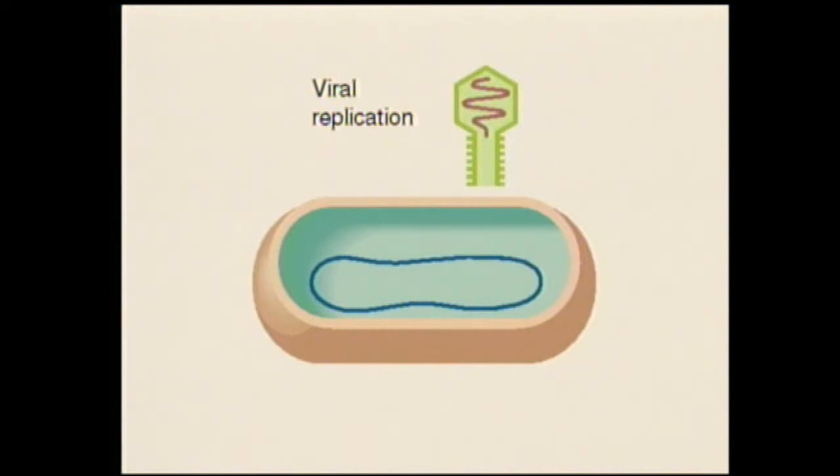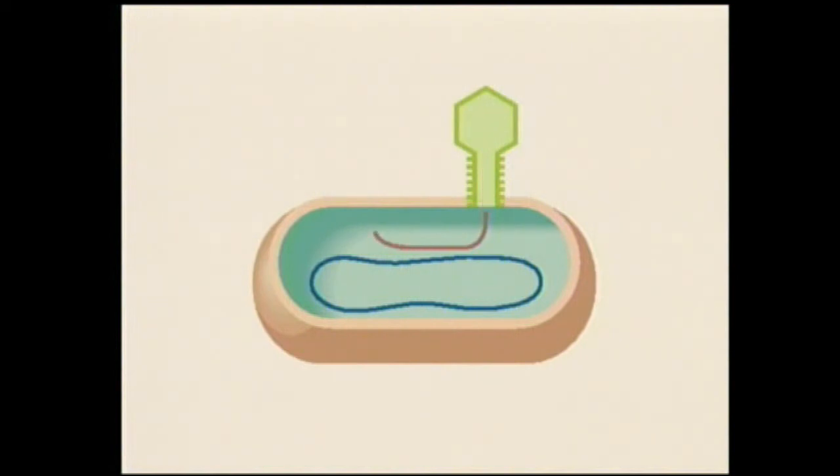In the first stage of viral replication, the virus attaches itself to the host and injects its nucleic acid. In this case, the viral nucleic acid is DNA. Inside the host, the DNA forms a circle. Viral replication continues through one of two cycles, the lytic cycle or the lysogenic cycle.